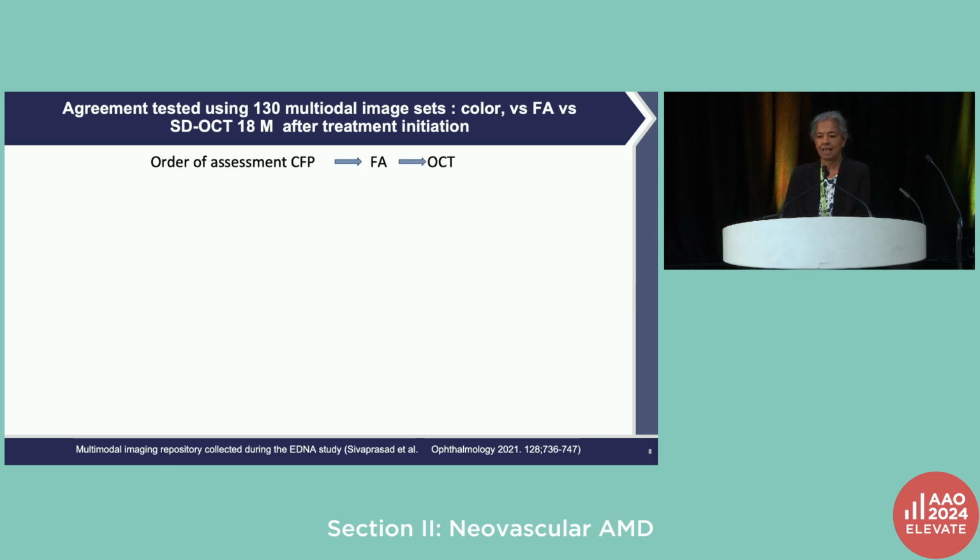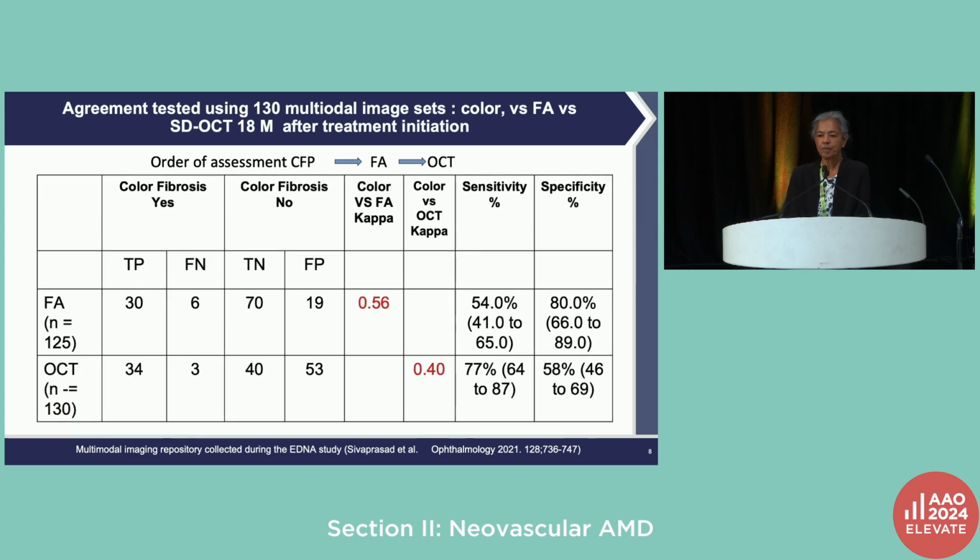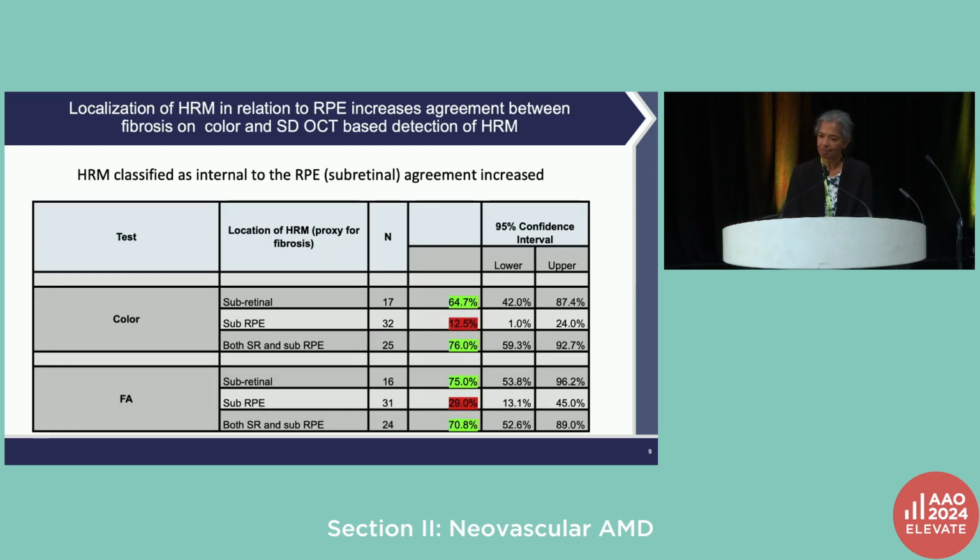Our graders assessed the presence of fibrosis on color, fluorescein, and OCT in this order, and we observed that the agreement between color and fluorescein angiography, both established modalities, was only 0.56 of a kappa, and with color versus OCT was 0.4.